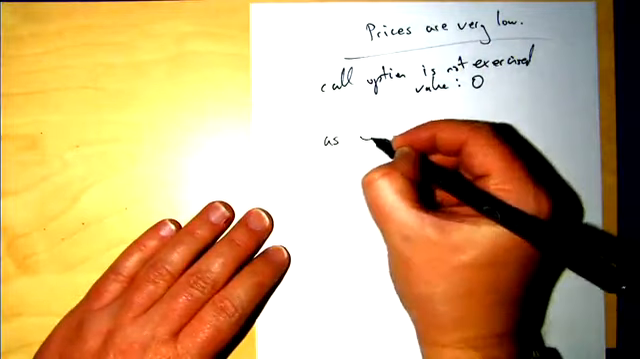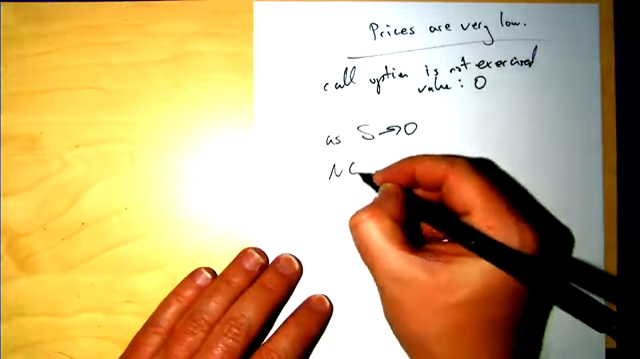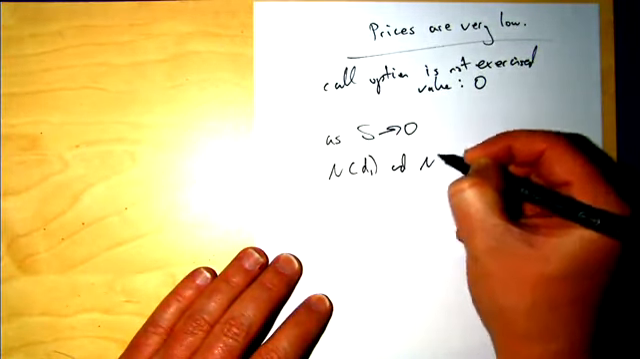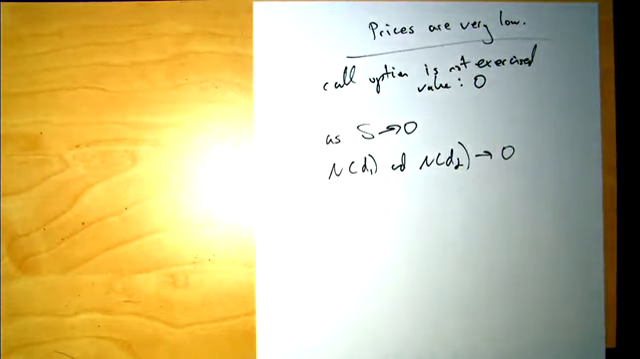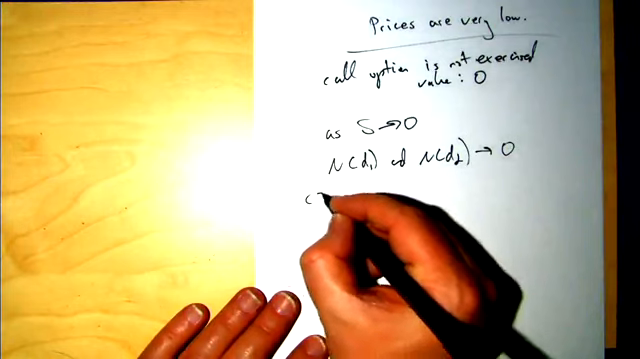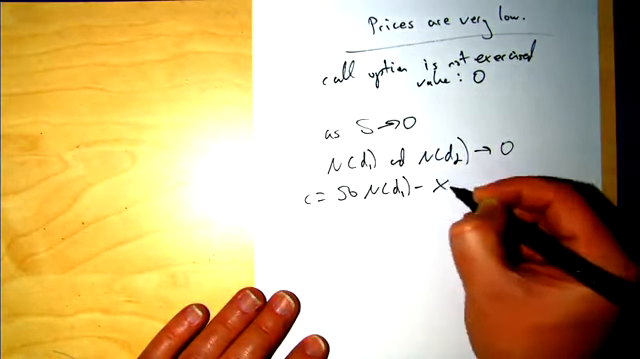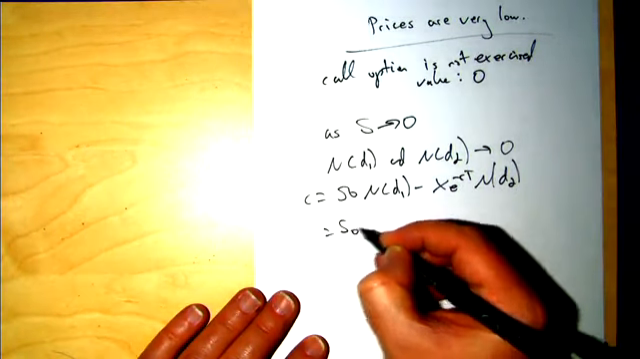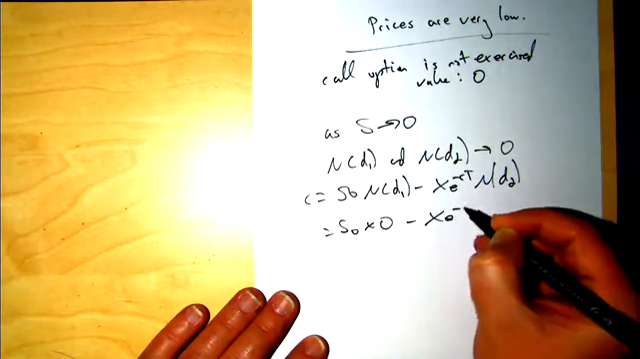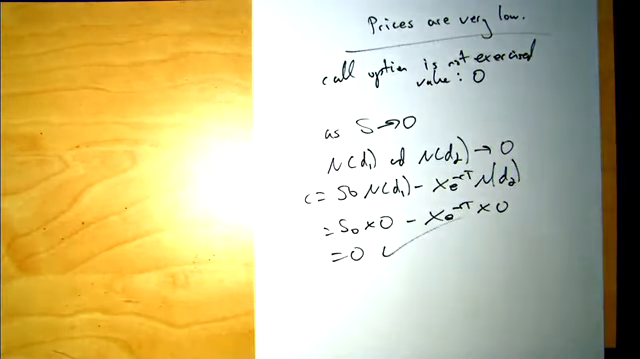Now, as spot prices approach 0, N(d1) and N(d2), guess what they approach? 0 as well. So here's my call option formula: S0 times N(d1) minus Xe^(-rT) times N(d2) gives me S0 times 0 minus Xe^(-rT) times 0, which gives me 0 as required. Okay, that's at the extremes.